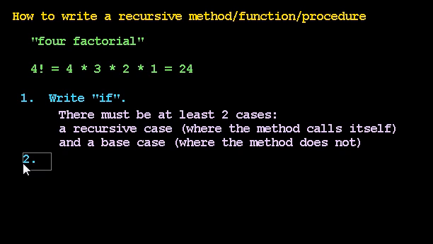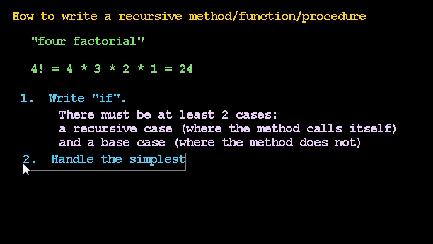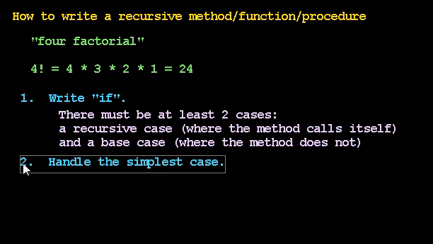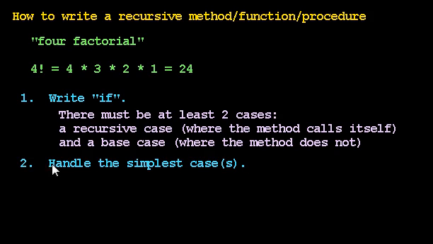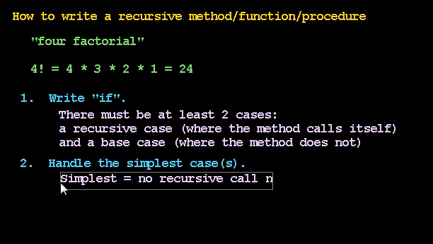Step two is handle the simplest case. It may be that there's more than one simplest case, in which case we might have to handle more than one, but handle the simplest case. What makes the case simple? It's simple if there's no recursion. Simplest equals no recursive call needed. Right, so it may not be simple at all.